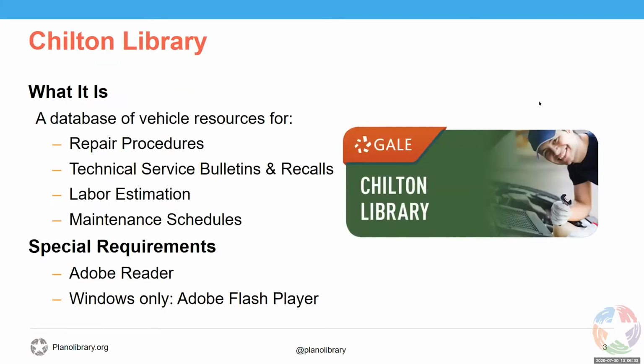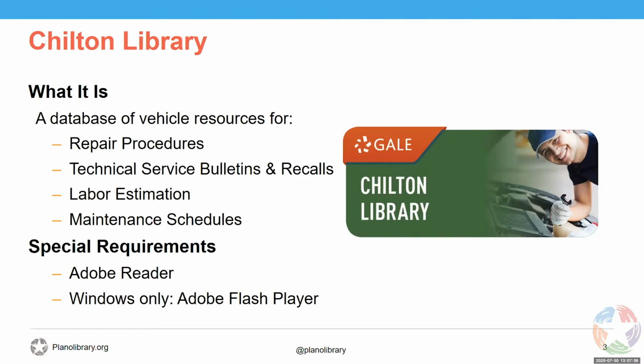So first up, we have Chilton Library. So what is this database? It is a database of vehicle resources for repair procedures, technical service bulletins and recalls, labor estimation, maintenance schedules. So with the repair procedures, these are step-by-step guides on how to do various repairs across the vehicle. Some of them are geared more towards car workshops where they've got heavy machinery, but they can be as simple as replacing your headlight bulb.